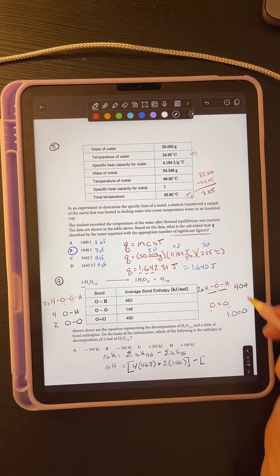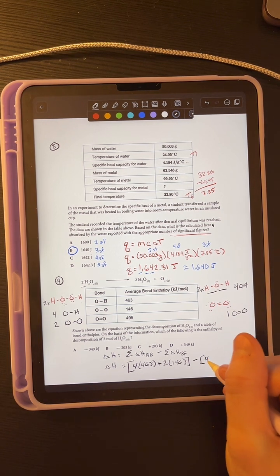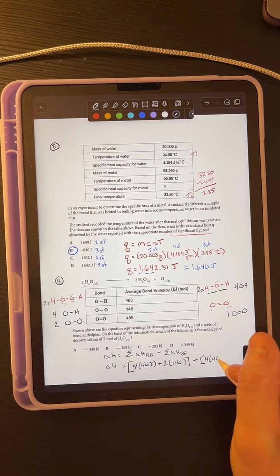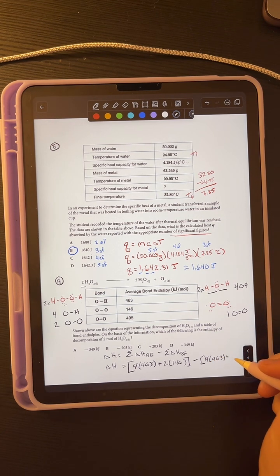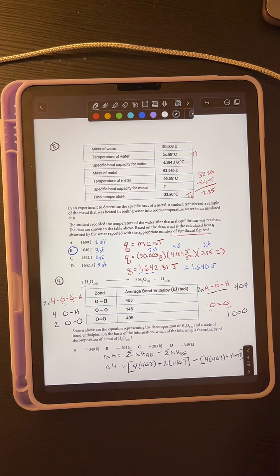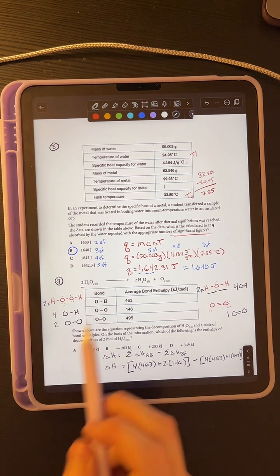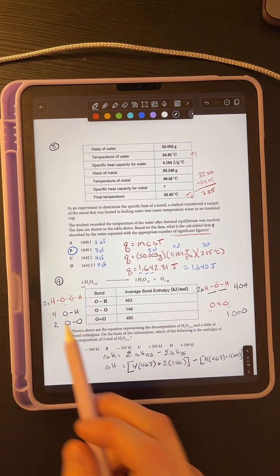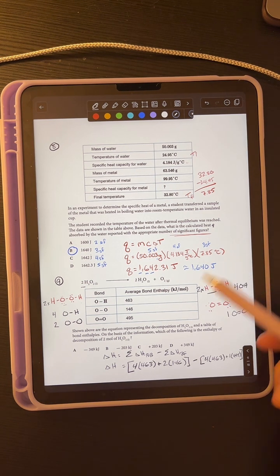So we had 4 OHs. So again, 4 times our 463 plus we have 1 of our 495s. And I'm going to try my best to fit it in here. 495. There we go. Total enthalpy of reactants minus products. Yes, this is the same exact thing. We have total enthalpy of reactants, which is our bonds broken, and then total enthalpy of our products, which is bonds formed.